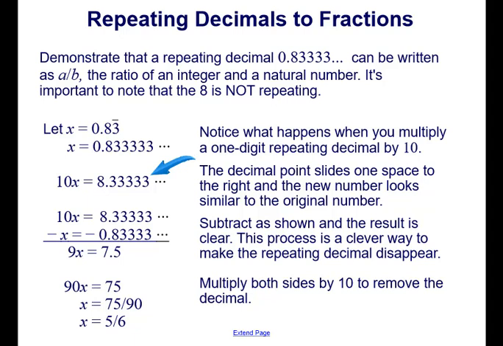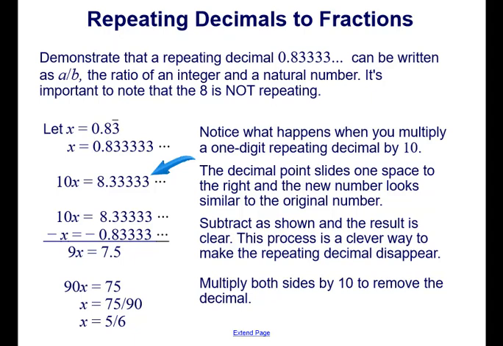Now here are some examples where we're demonstrating again that a repeating decimal can be written as a fraction, but we have to be more careful with these examples because more than one digit will be repeating. So let's demonstrate with the repeating decimal 0.83333. We want to show that it can be written as a ratio of an integer and a natural number, a over b.